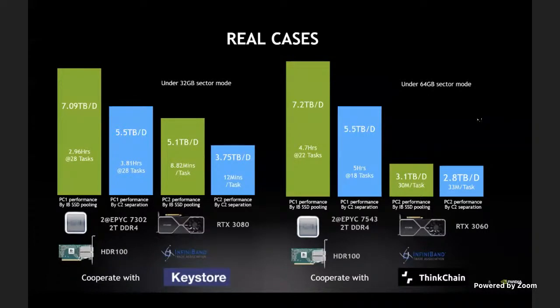The second case is obtained by Sync Chain based on our InfiniBand solution. The sector size is 64 GB. The CPU is 2 AMD 7543 and the memory is 2 TB. The GPU is 3060. Under the InfiniBand solution, the performance of pre-commit 1 is 7.2 TB per day, an increase of 13% compared to C2 separation. And the performance of pre-commit 2 reaches 3.1 TB per day, an increase of 10% compared to C2 separation. This is very amazing data.